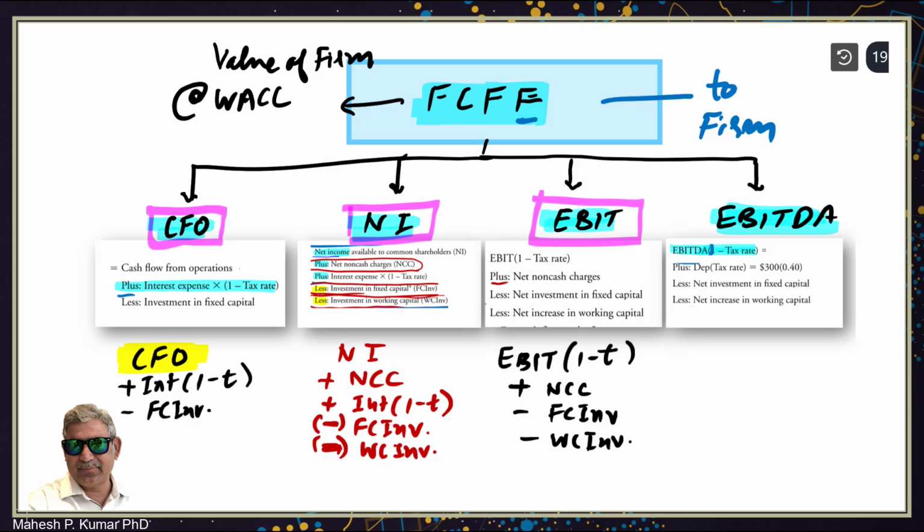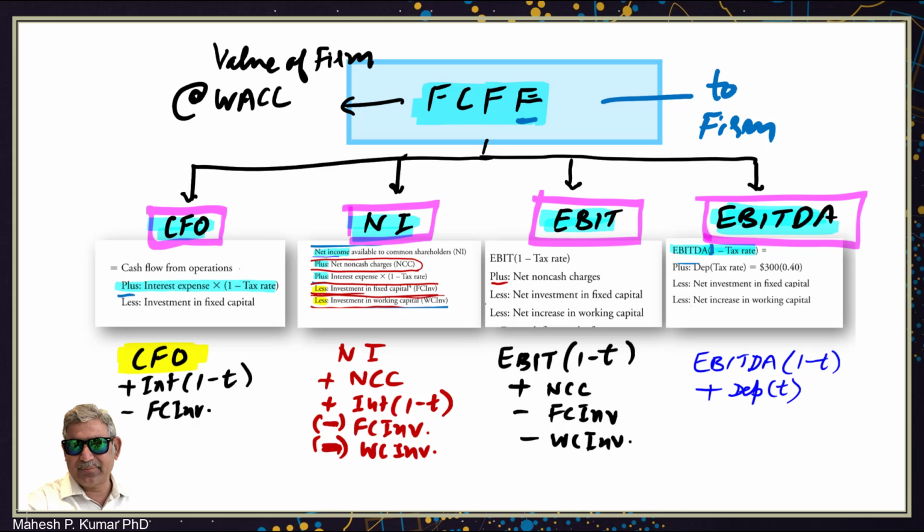And sometimes we have to start with EBITDA, which is earnings before interest, tax, depreciation and amortization. In this case we start with the EBITDA number, and then we multiply it by 1 minus tax rate, and we add on top of that depreciation multiplied by tax rate. This is because we have to add back the depreciation, and of course then we will subtract the fixed capital investments, and we will also deduct the working capital investments.